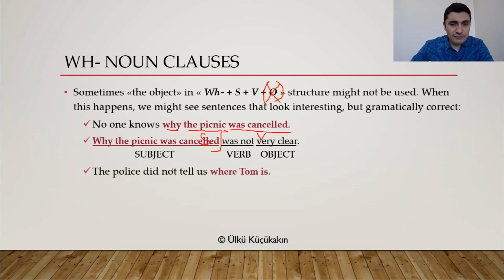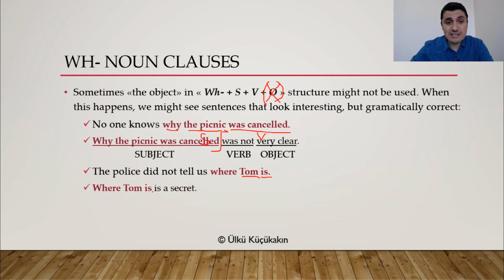So, the police did not tell us where Tom is. Okay, so here the police did not tell us where Tom is. Tom is the subject of our noun clause. Is is the verb of our noun clause. It's very easy. It's not interesting. But look at this one.